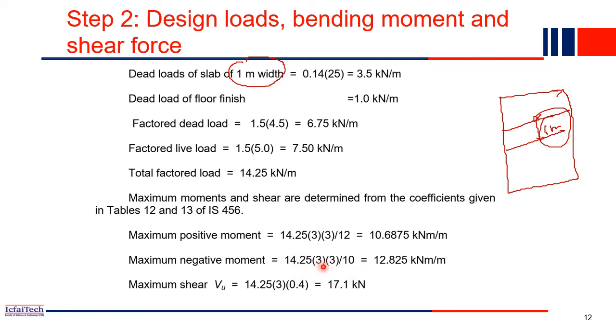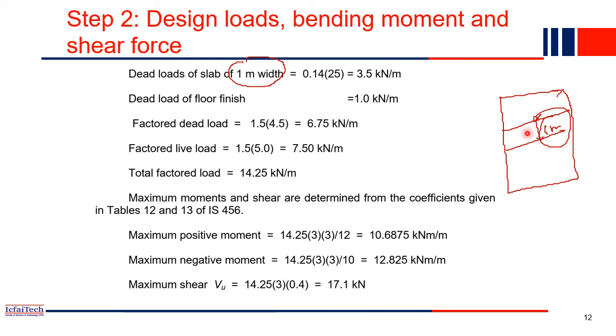14.25 into L square means 3 into 3 square by 10. So 10 we got from this table number 12, and this is the maximum negative moment. And maximum shear force, we get 0.4 as the factor or coefficient from table number 13 of IS456. So WL into coefficient, you get this one.